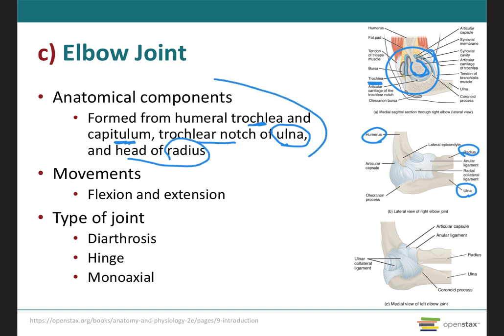And this articulation will always be present independent of whether the elbow is in a flexed position or an extended position. And this type of joint is what we call a hinge joint. Because it only goes back and forth, flexion and extension, it will be monoaxial or uniaxial.